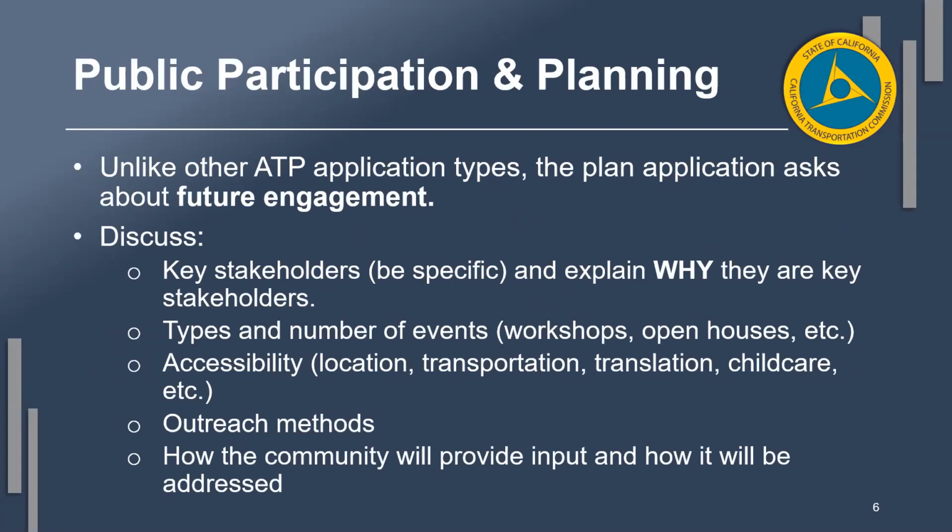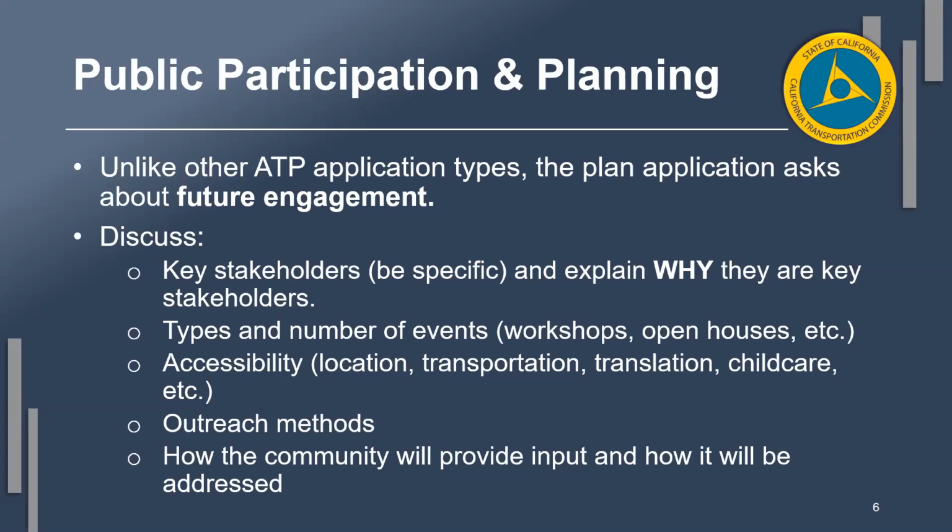So the evaluators will be looking for discussion of key stakeholders, and you should specifically name these key stakeholders and explain why they are key stakeholders. So these key stakeholders could include community groups, specific neighborhoods or communities, tribal governments, emergency services, other government agencies like education departments or the public health agency, community resource centers, and other examples like that. It could also include an existing or new local advisory committee.